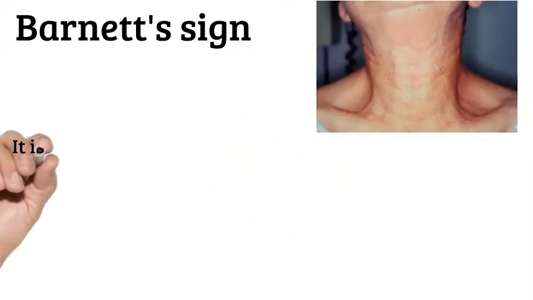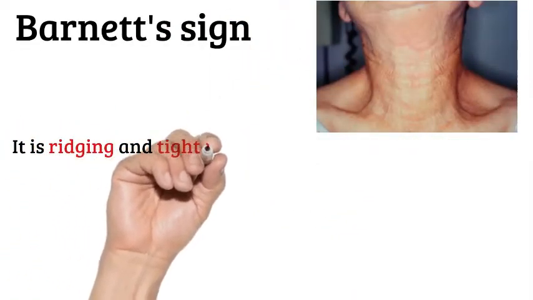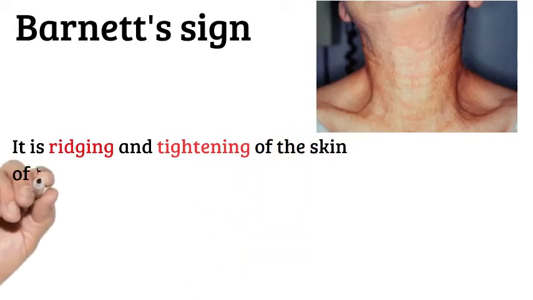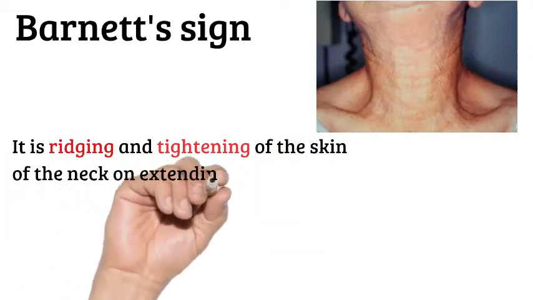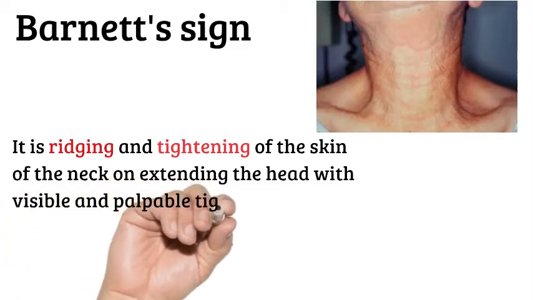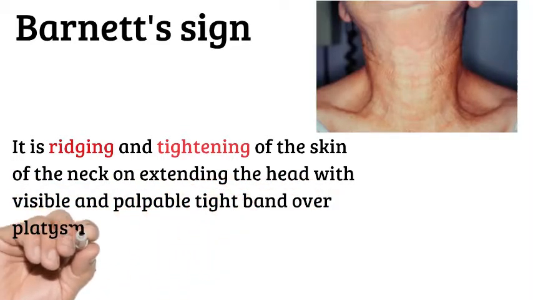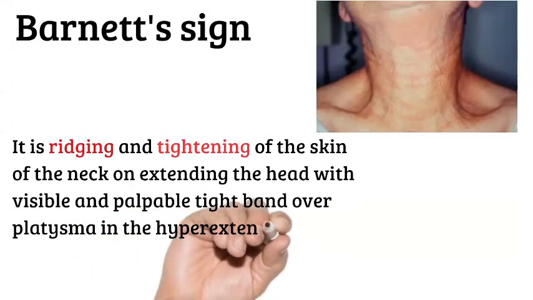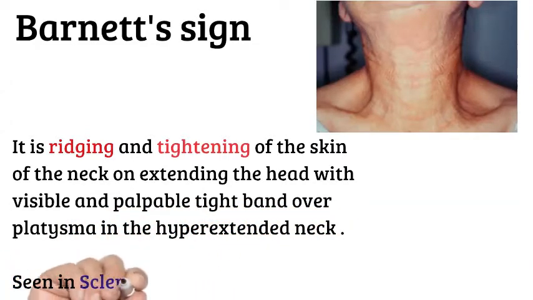Barnett's sign. As we see in this picture, it is ridging and tightening of the skin of the neck on extending the head, with visible and palpable tight band over platysma in the hyperextended neck, and this sign is seen in scleroderma.